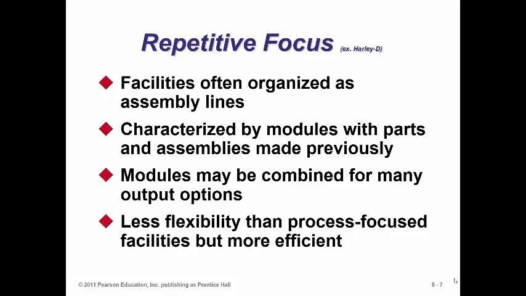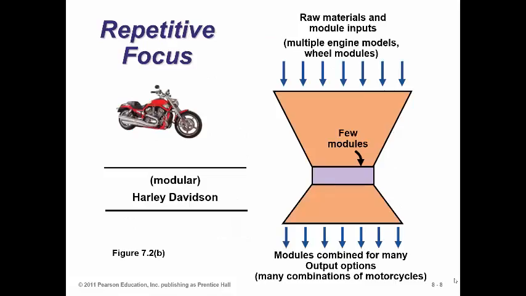Repetitive focus. So this is the assembly line that you're kind of used to, organized as assembly lines. Modules. Again, you have different pieces of equipment. You combine them different ways, and you end up with a different product. Less flexible than process focus, but often more efficient.